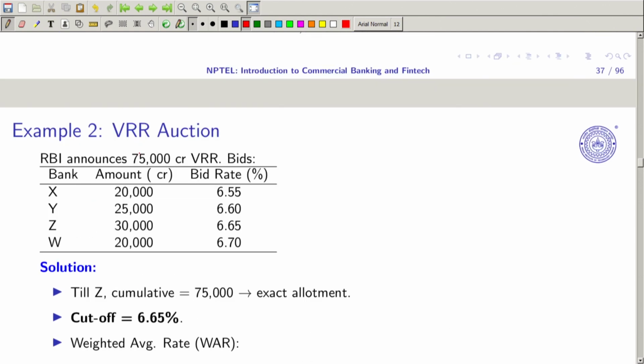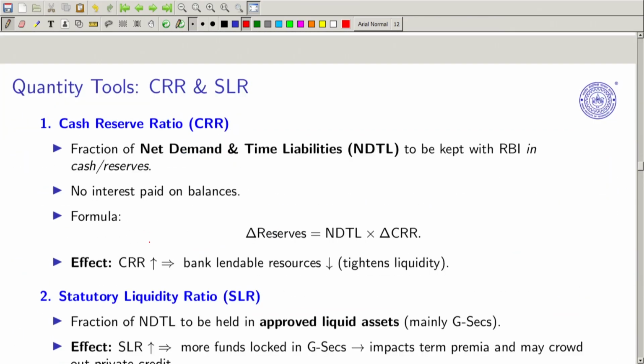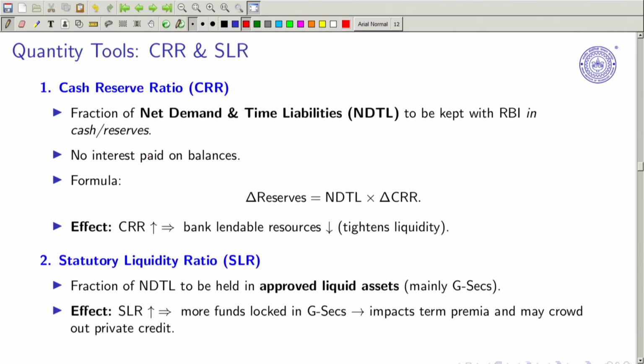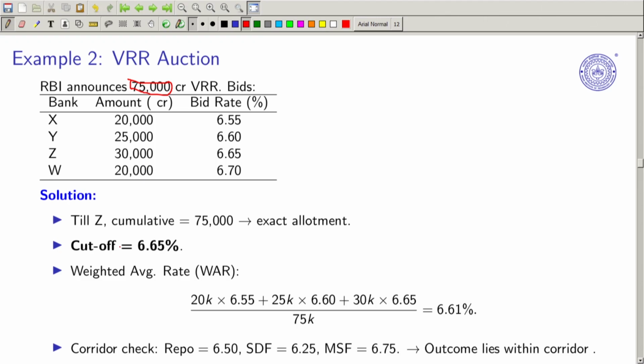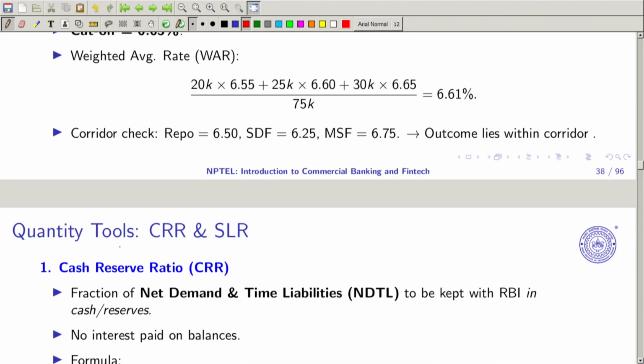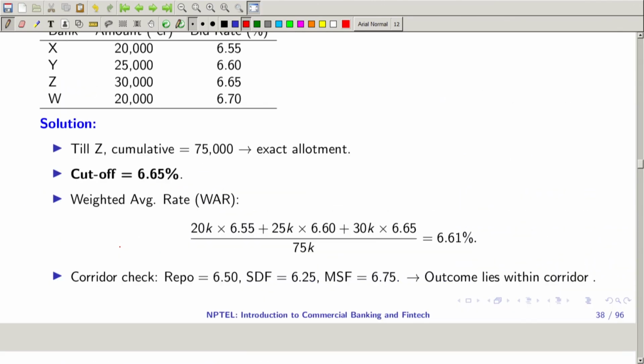So the total amount auctioned is important, that is, how much amount RBI wants to lend, and then they will be going for bidding, right. So this is how it happens. Then with this I would be saying that we will be stopping it here, and in the next session we will be talking about the quantity tools, CRR and SLR.